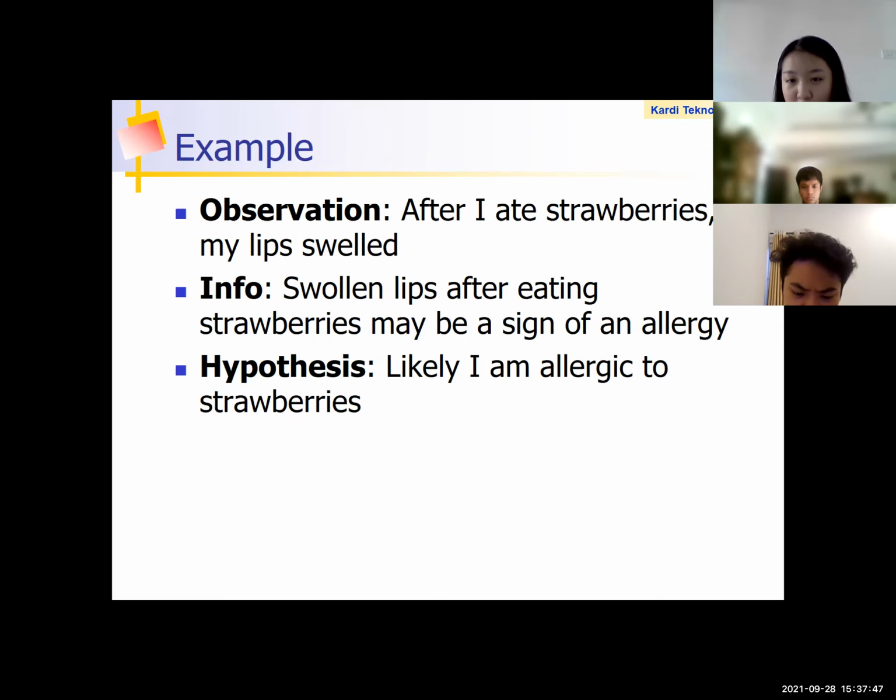Very good, Kenneth. So if I remove this keyword, likely, what will happen? It becomes deductive. So the observation becomes premise 1, and the information becomes premise 2. So what makes it inductive here is the probability that this conclusion is true.